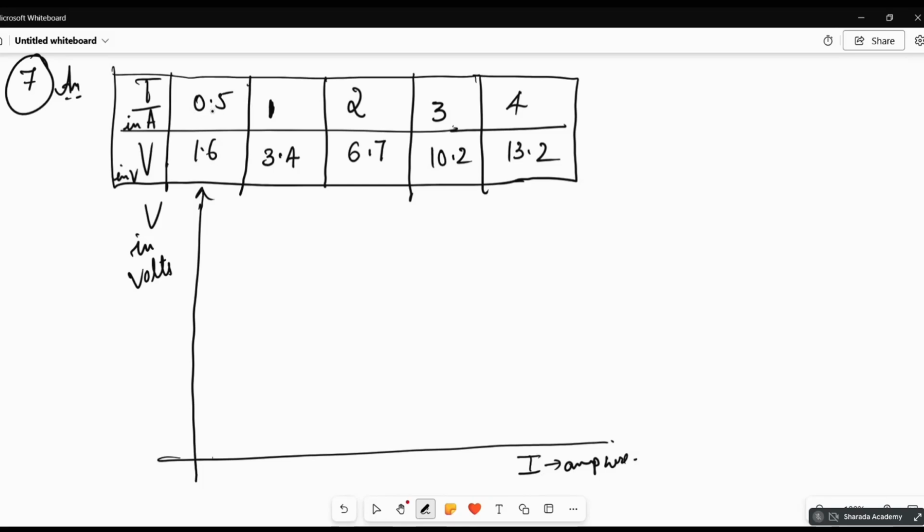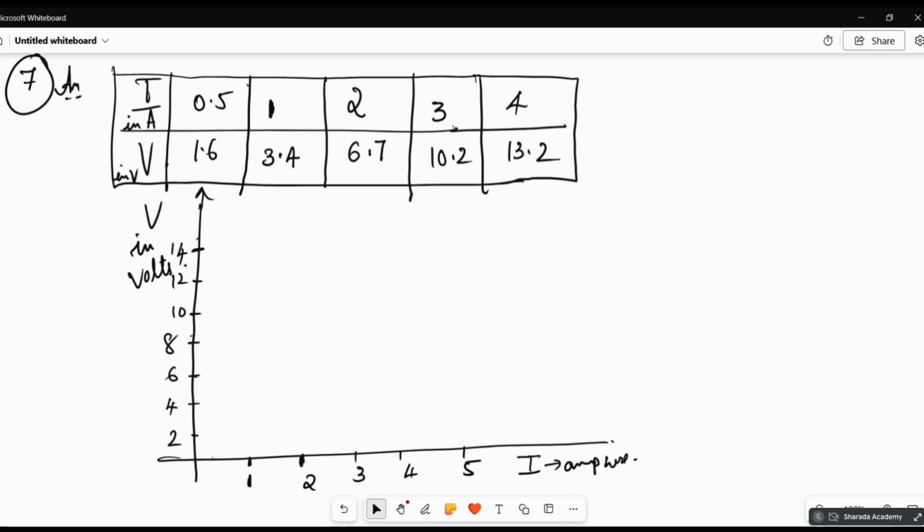Plot now. So 0.5, 1, 2, 3, 4 is there. I can take 1 centimeter equal to 1 unit: 1, 2, 3, 4, 5. What about voltage? Until 13.2 I need. You can take 2, 4, 6, 8, 10, 12, 14.